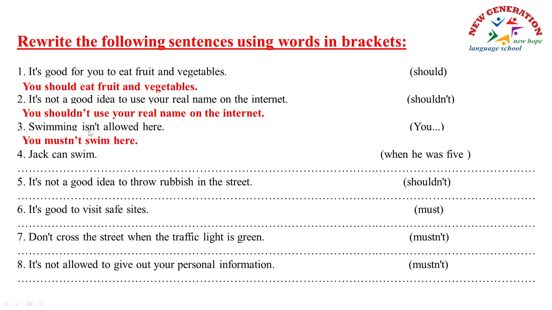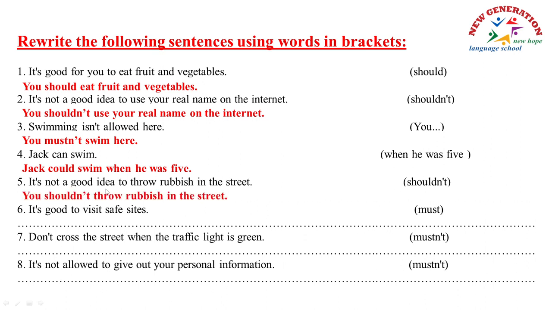Jack can swim. Change it to talk about the time when he was 5. That means we're going to change can, which shows present ability, to the past form, could, to talk about past ability. It's not a good idea again, so it's a kind of advice. You shouldn't throw rubbish in the street.